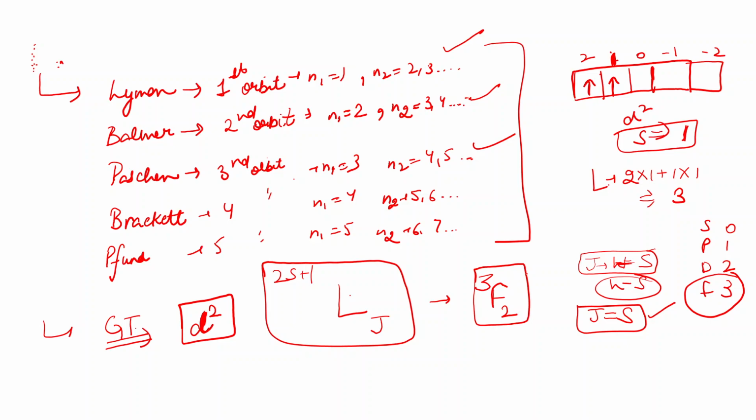And 2S plus 1. S is 1, so 2 plus 1 is 3. 3F, and J. Now it is less than half filled, so it will be L minus S. That means 3 minus 1 is 2. So it will be 3F2. Is it clear?